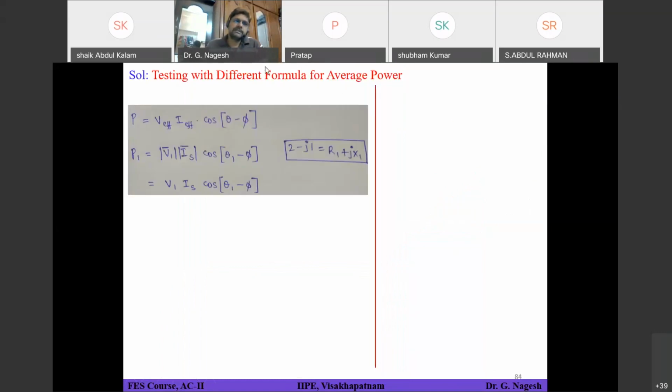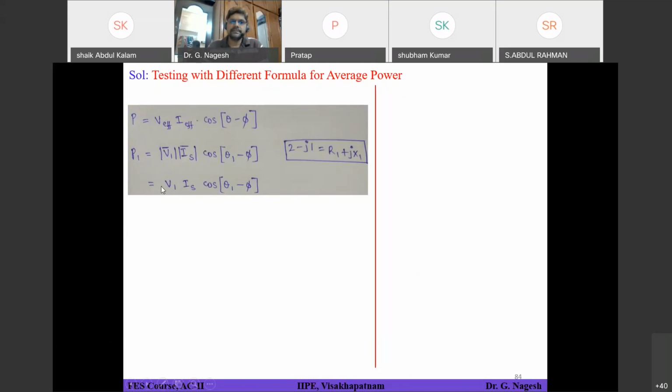Okay, so this is the basic formula we have already seen. V effective means RMS value. So V RMS into I RMS into cos of theta minus phi. Load 1 in the present question is 2 minus J1, which is considered as R1 plus J into X1. From this formula, we will first try to derive how we got I effective square into R. We have seen I effective square into R gives the same answer, which is 288 watts. So we will see how that formula is arrived at. Okay, right.